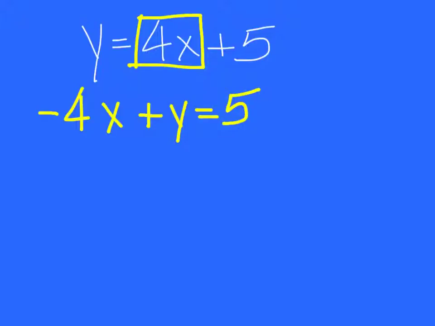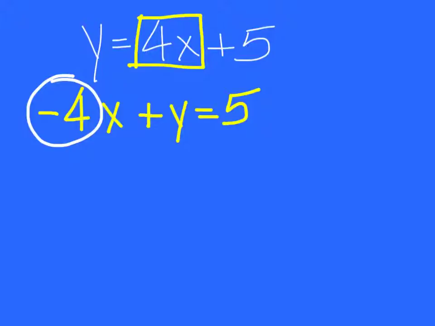Now remember the conditions we have. 1, x and y have to be on the left. 2, the a term cannot be negative and there can be no fractions. So which condition is not met here? Yeah, the -4 is the problem. You cannot have a negative a term for standard form.